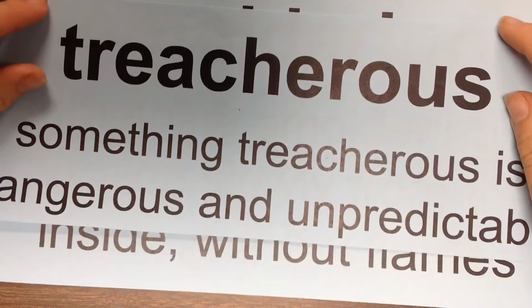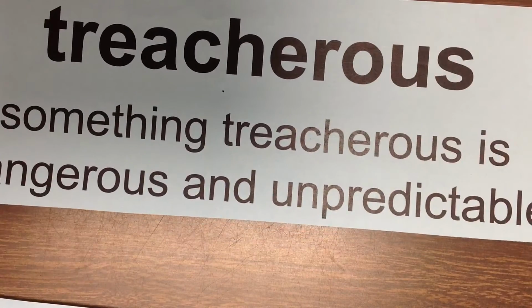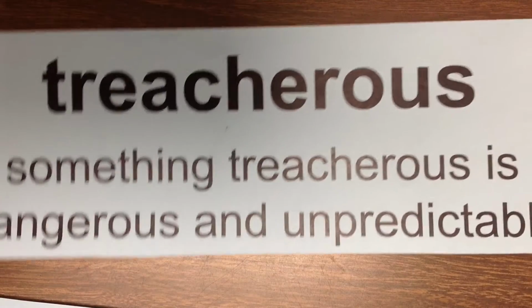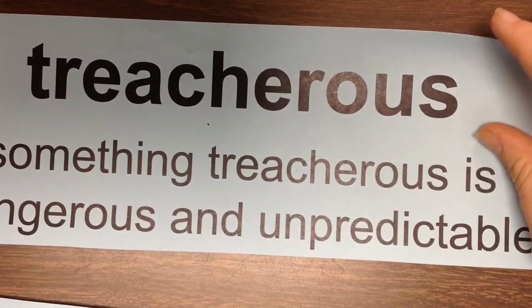This next word is treacherous. Something treacherous is dangerous and unpredictable. So in the winter in northern Michigan, our roads are very treacherous. They are very dangerous and unpredictable.